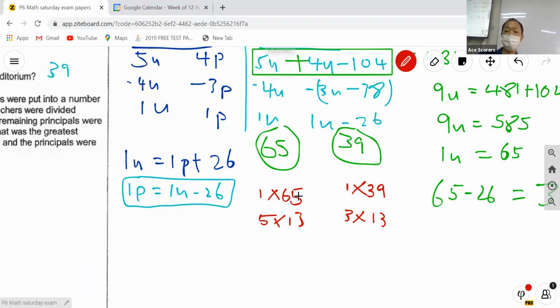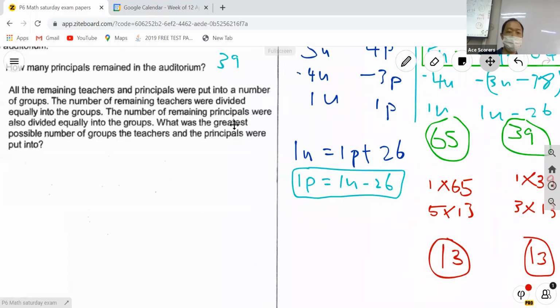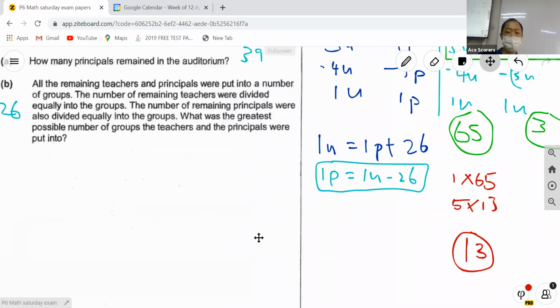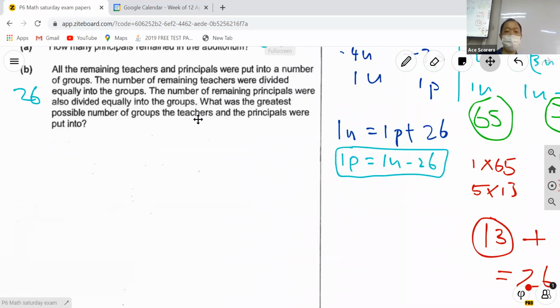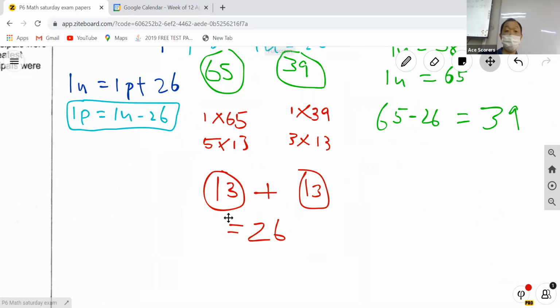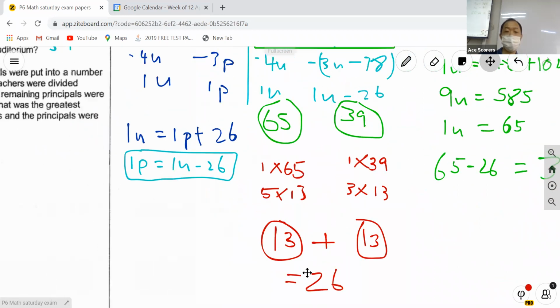Okay, so what is the greatest number of groups? Can you divide by 65 groups? No, that will be like individual, right? So the greatest number of groups is 13. All right, and then how about here? Is it 3 groups? No, the greatest number of groups is 13 again. So when you take 13 plus 13 equals 26. They want the greatest number of groups of both the teachers and principals. Okay, yeah, that's it. So B is 26.